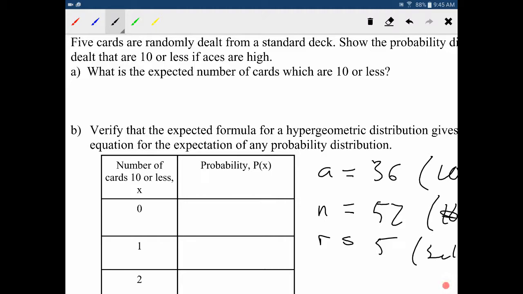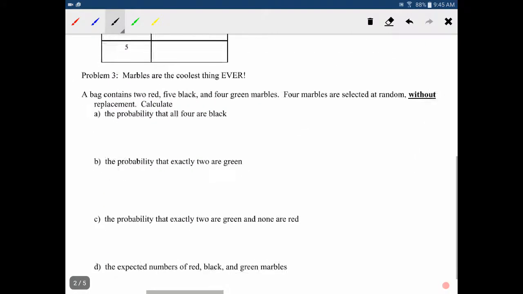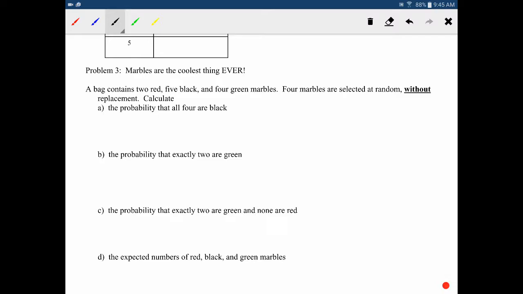So we can fairly quickly throw in the expected value here. So we'll have R times A over N, which is 5 times 36 over 52, which is just equal to 3.46. So we expect there to be 3.46 cards that are 10 or less. All right, and so I'll let you do the actual probabilities on your own because I don't feel like doing that right now. So let's jump ahead to a question that's a little different here.